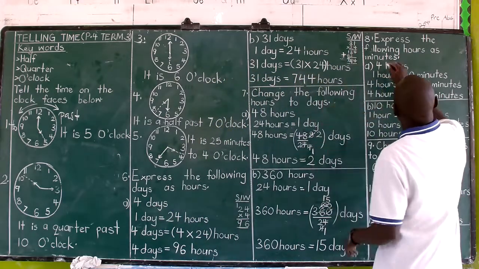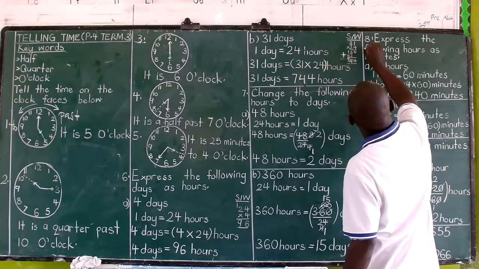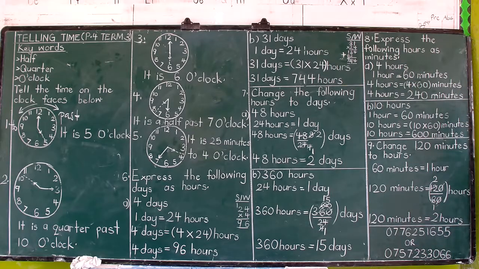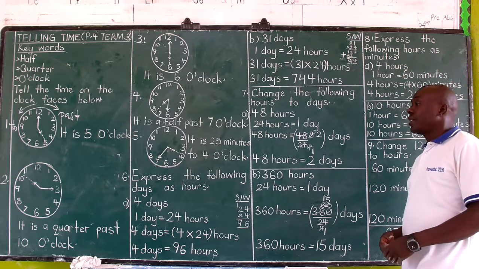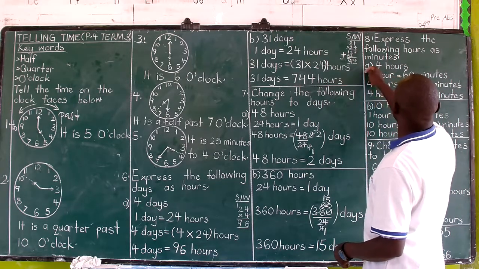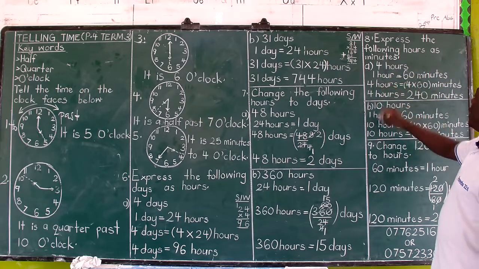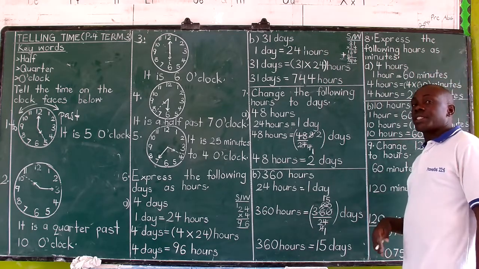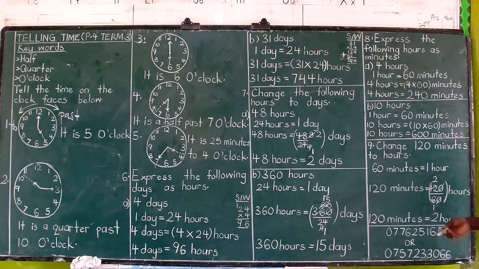As we look at the next example, they are saying express the following hours as minutes. Now, you must know that an hour contains 60 minutes. Now, express 4 hours as minutes. You say 1 hour is equal to 60 minutes. What about 4 hours? That's 4 times 60 minutes. Then 4 times 6 is 24. And then bring this 0 down and get 240 minutes in 4 hours.